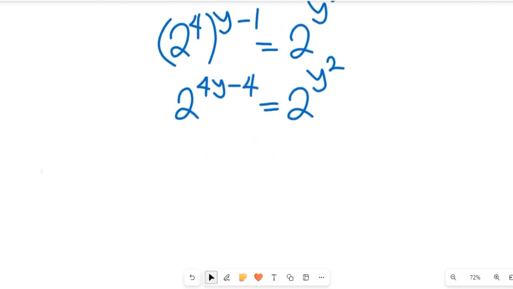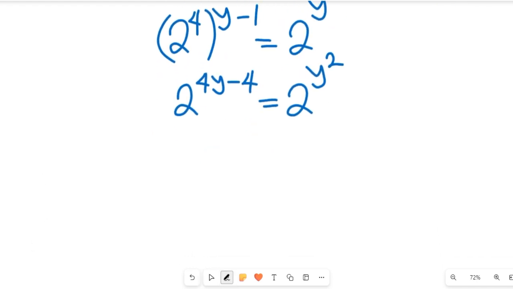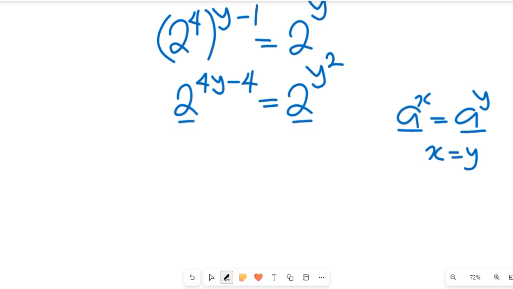Fine. So remember, we have the same base. If we have a to the power of x equal to a to the power of y, then our x will be equal to y. Why? Because we have the same base. So if we have the same base over here, 4y minus 4 will be equal to y squared.